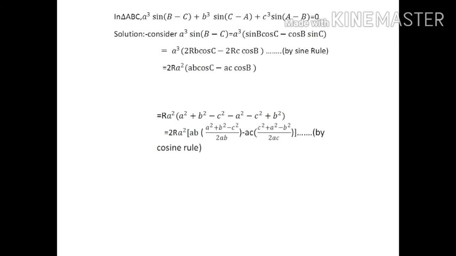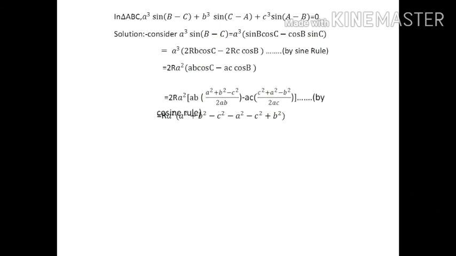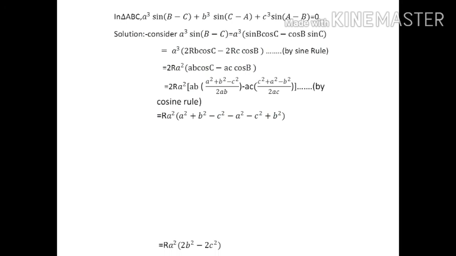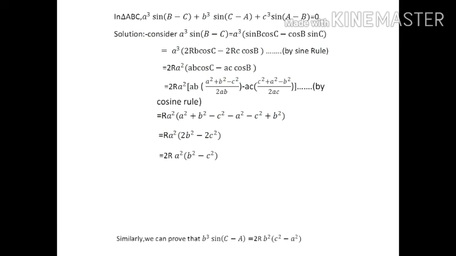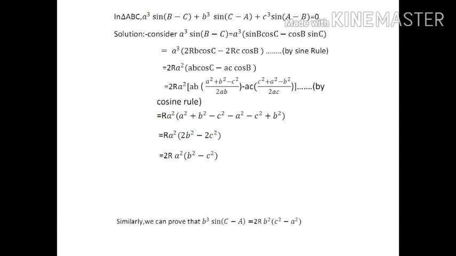a square/2R common, ab cos C minus ac cos B is equal to a square/2R into (ab cos C minus ac cos B), putting the value of cos C and cos B. Therefore we get (a square plus b square minus c square) minus (a square minus c square plus b square), which is equal to a square/2R (2b square minus 2c square). So finally we get a square/R in the bracket (b square minus c square).